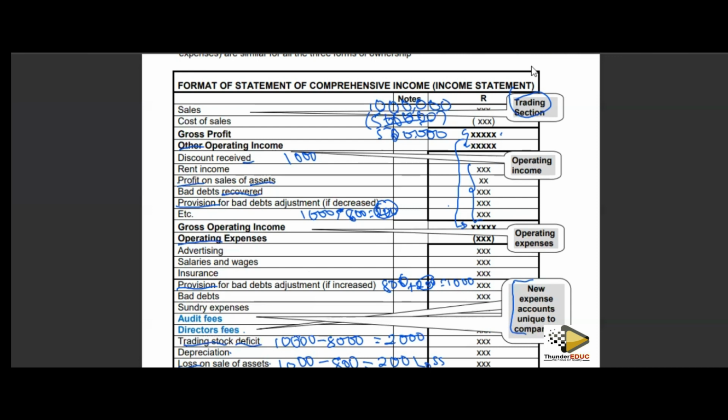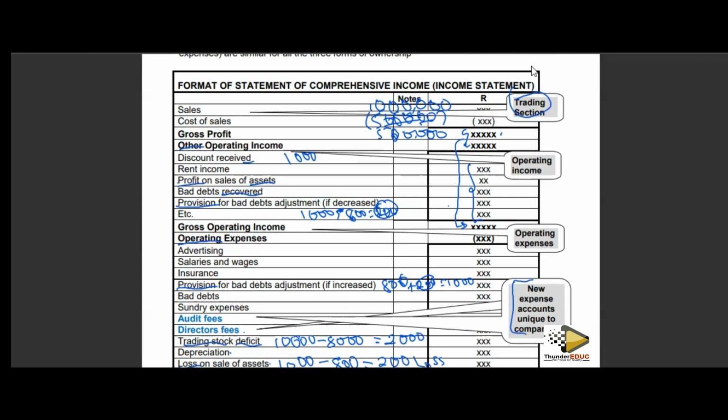We have other expenses, but as I said, don't include the expenses which are not given to you in the question. We only record those ones which are given in the question, like stationery will be there, rent expense will be there, talk about so many expenses, right?